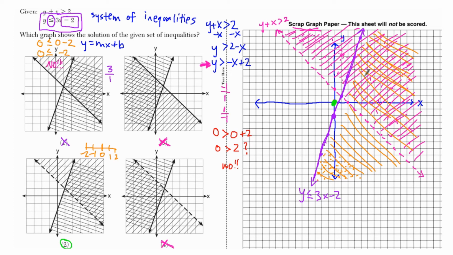Okay, so the orange represents the solution set of this inequality, and the pink represents the solution set of this inequality. And when we're talking about the solution set of a system of inequalities, we have to consider where the two regions overlap. So we basically have to look for where there's orange and pink at the same time, and that's here. If you notice up in this section here, this represents the solution set of our set of inequalities. So all the points up here satisfy both inequalities at the same time.